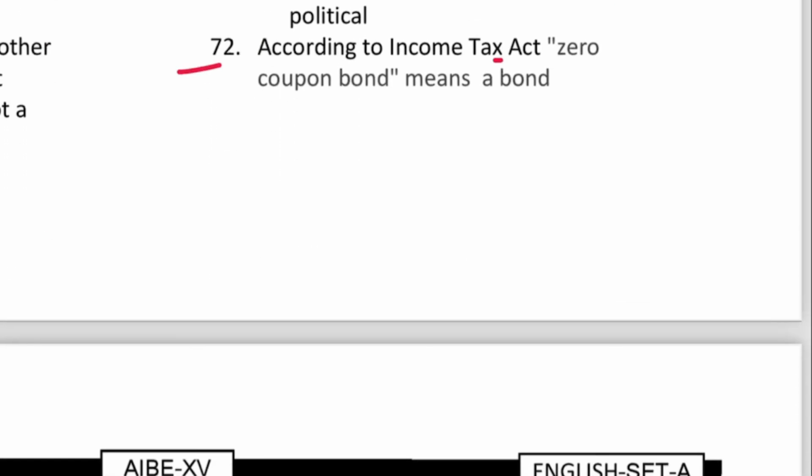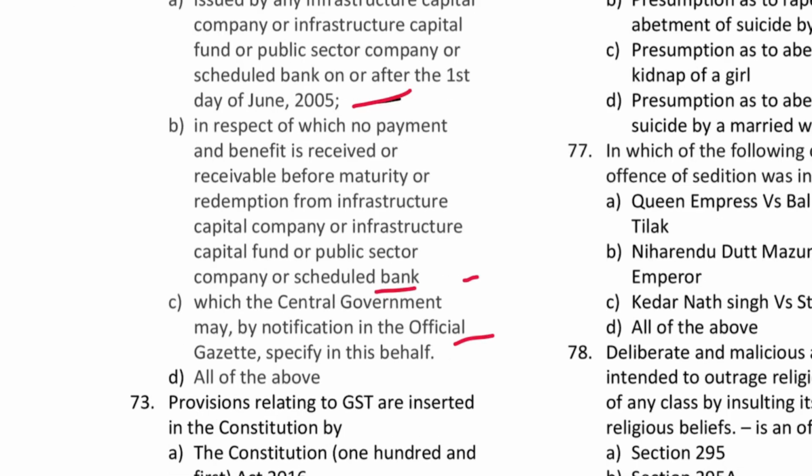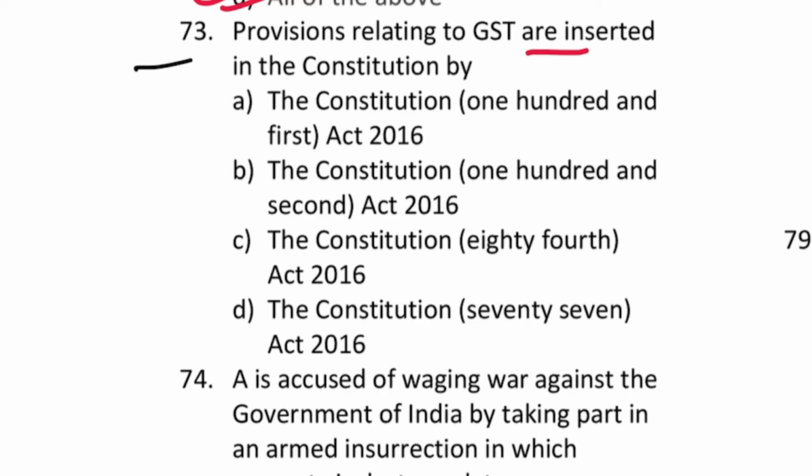Next 72, according to Income Tax Act, zero coupon bonds means a bond issued by any infrastructure capital company or infrastructure capital fund or public sector company or scheduled bank on or after 1st June of 2005, and फिर in respect of which no payment benefit is received, and by central bank में notification official gazette yes. All of the above D is the answer और ये कहाँ mention किया गया है section 248 of Income Tax Act में. Next 73, provision relating to GST are inserted in the Constitution by Constitutional Amendment Act of 101. A is the answer.